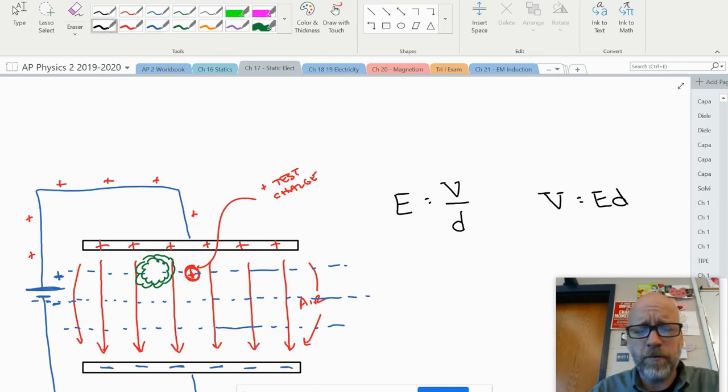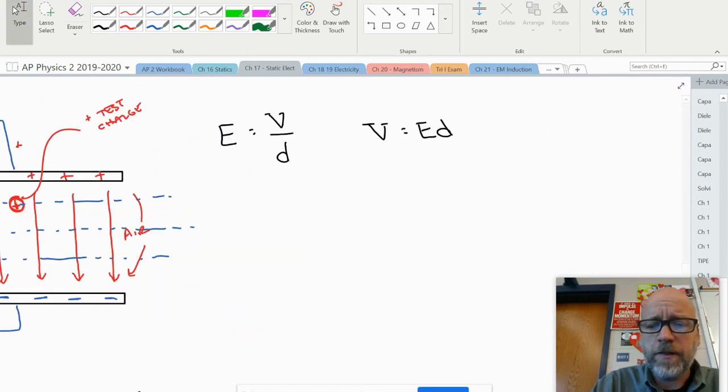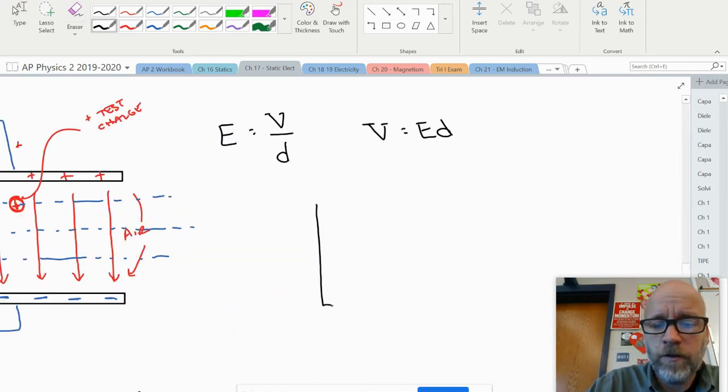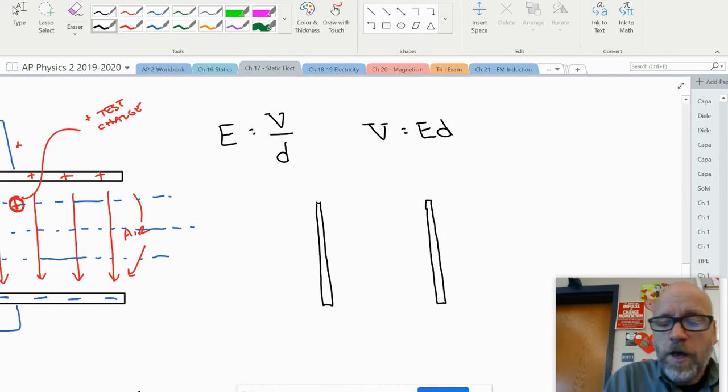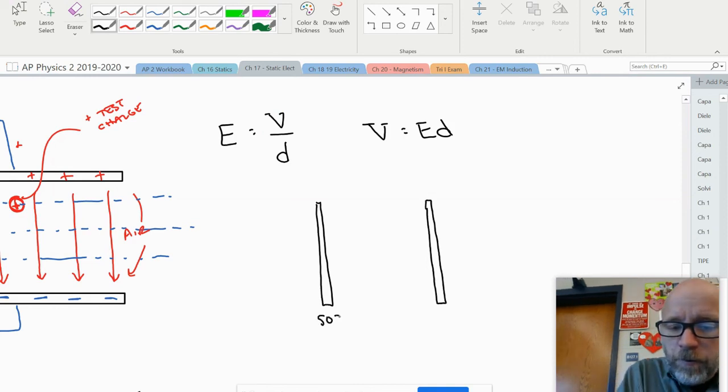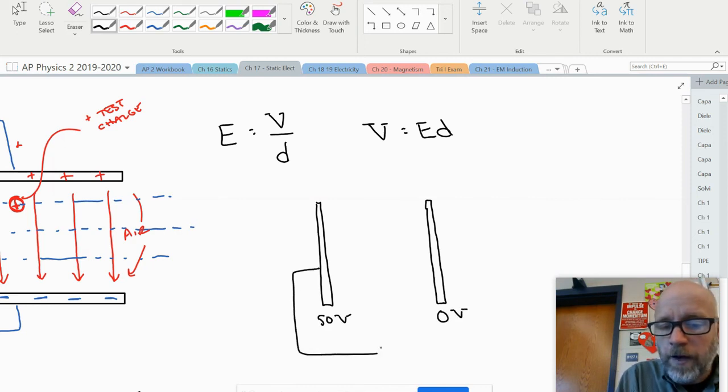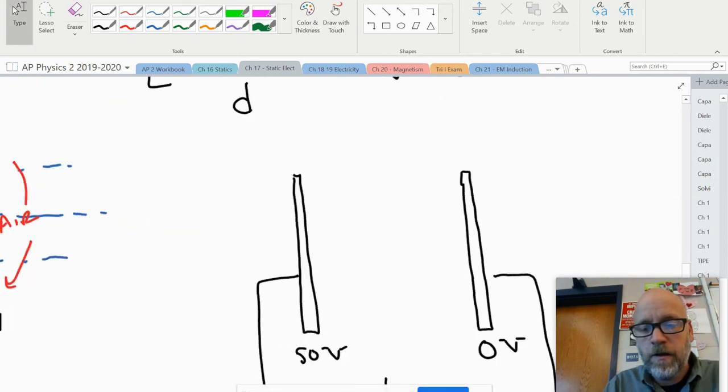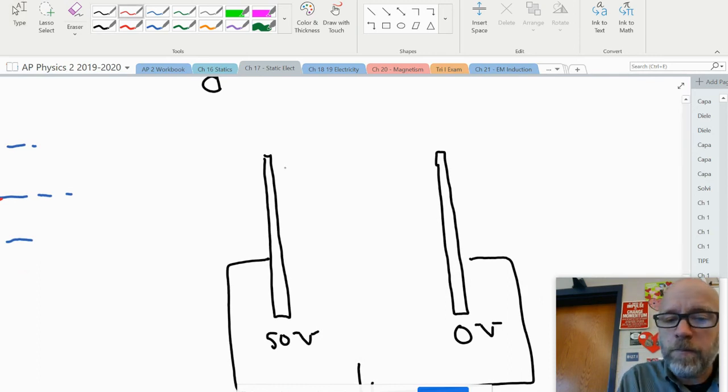Let me try again with it. One more picture. I think I can fit it in right here. So if I have two charged plates, and one plate is at 50 volts, and the other is at 0 volts. Why is that the voltage? Because it's hooked up to a 50 volt power supply. That is going to create field lines that point from the positive plate to the negative plate.